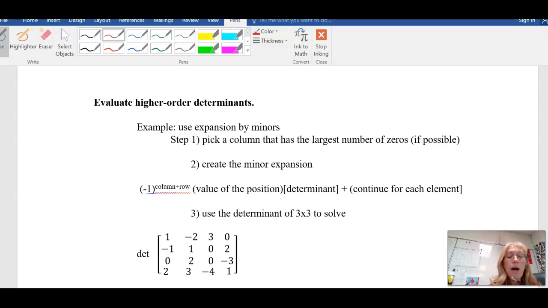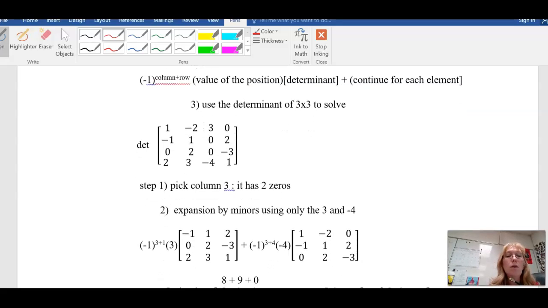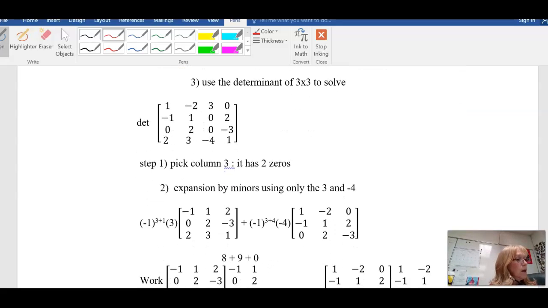All right, now we're at higher order determinants. We have to use expansion by minors. There's no option. Okay, so to do this, we pick the column that has the most zeros in it. So when I look here, this column has the most zeros. So that's the one we're going to use.